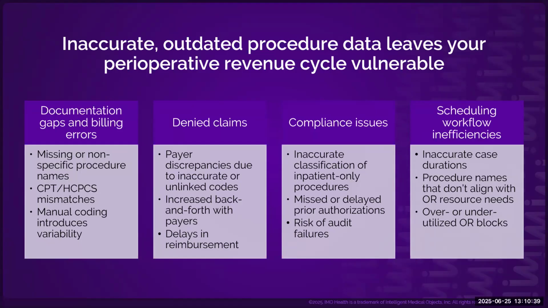Also, lack of prior authorization for devices and supplies. Missed HCPCS codes for devices, high-end medications, implants, and catheters are just a few examples that can lead to significant revenue loss. Prior authorization for hospital outpatient departments: Medicare mandates prior authorization processes for certain hospital outpatient department services to ensure medical necessity and payment. Scheduling workflow inefficiencies. Procedure names don't align with OR resource needs. The need for detailed clinical context and granularity of your procedure being performed is required for appropriate case durations and OR resources.